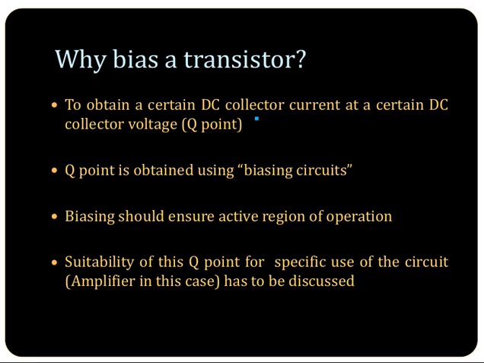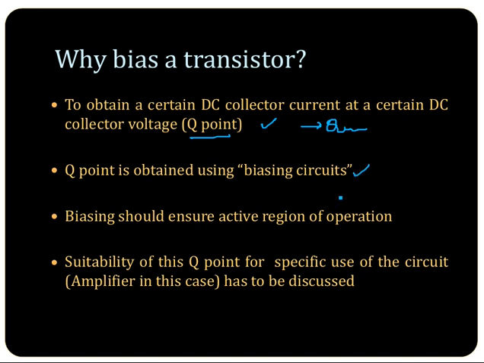Next, we'll see why we should bias a transistor. A transistor has to be biased to obtain a certain DC collector current at a certain DC voltage, and that point is known as the Q point. We saw how we find the Q point when no input signal is given, and that is the quiescent condition. We obtain this using the biasing circuits.